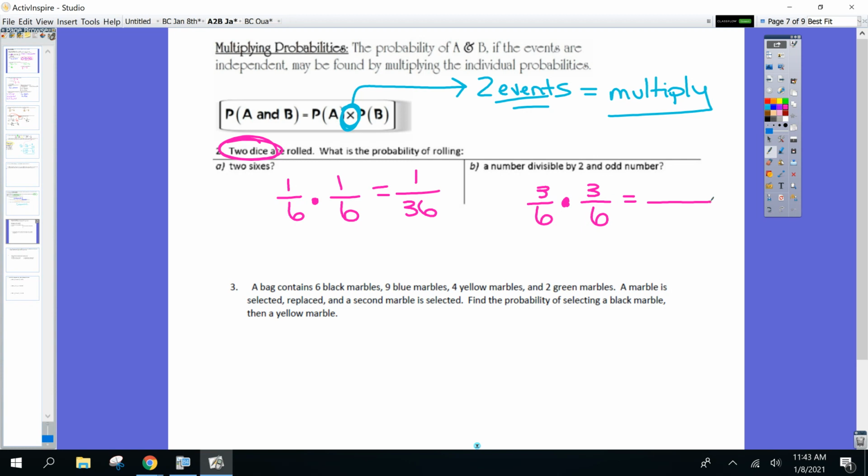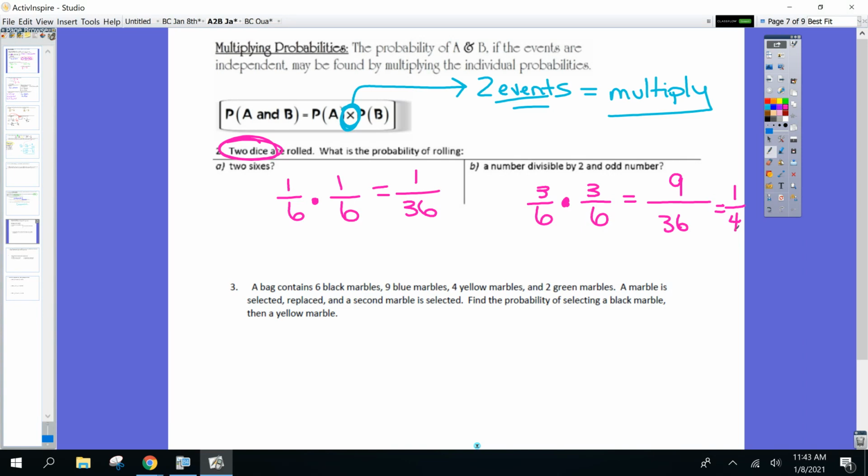So now top times top, you guys got 9 out of 36. 1 out of 4 shot. Everyone good? Questions?